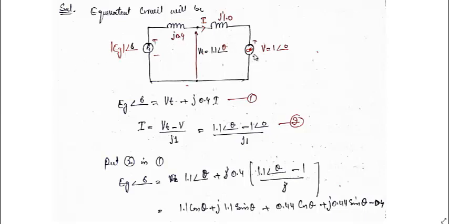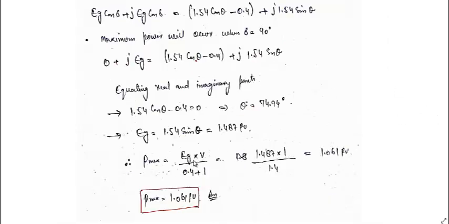That is Eg into V divided by this plus this. So it comes out to be equal to 1.487 into 1 divided by 1.4. That comes out to be equal to 1.061 per unit. So this is the Pmax which we are asked to find out.